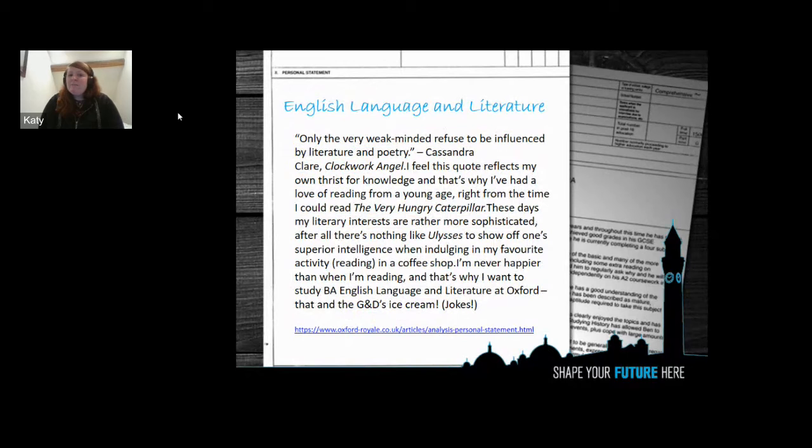Now, a really bad personal statement, and this one was for English language and literature. They opened with a quote, which, as I said, is always a little bit difficult, and we always say to be careful about that. There is also very, very bad grammar here, which is terrible for someone applying for English language. There's no punctuation, there's no spaces, and there are different spelling mistakes, thrist instead of thirst. There's also the cliche of love of reading from a young age.